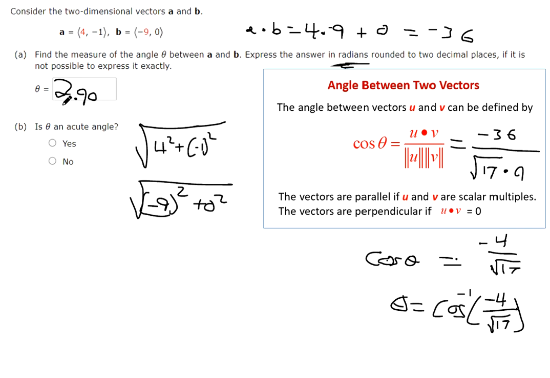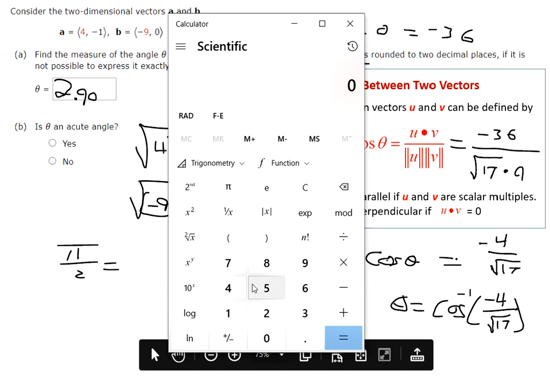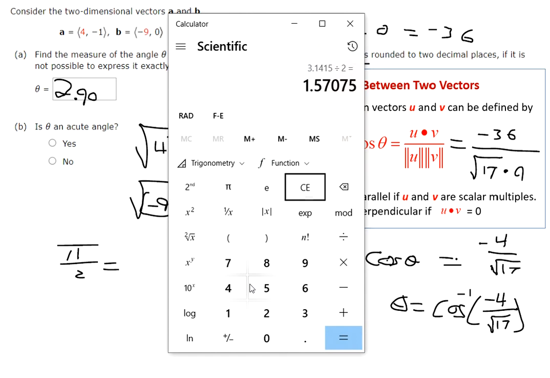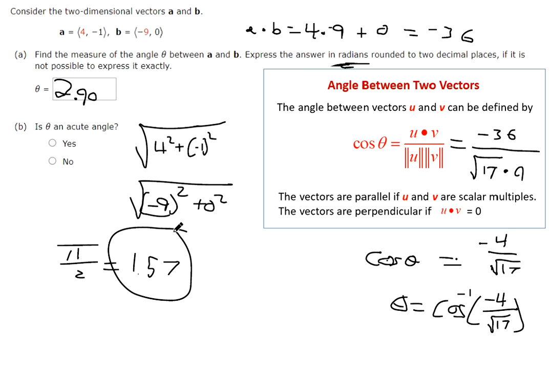Is it acute? So it's not as easy with radians to tell if it's acute. Acute means something that's less than 90 degrees. In radians, that's pi over 2, right? So if you convert pi over 2 to a decimal, pi divided by 2, that's 1.57. Our angle is above the 90 degrees in radians. It's above pi over 2. It's more obtuse than that. So is it acute? We'd say no.